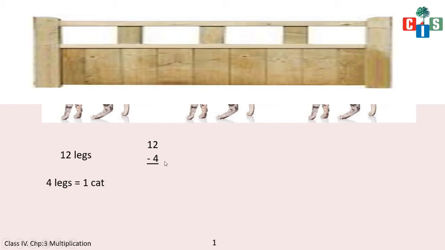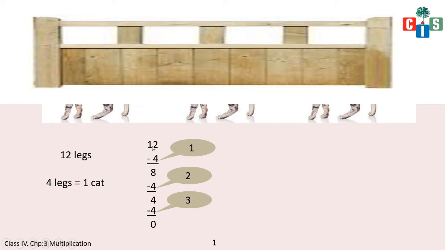So, I will subtract 4. That is 1 cat, and that will give me 8. Now again I will subtract 4, because 4 legs is equal to 1 cat, and I will get 4 remaining, and this is the second cat. Now again I will subtract 4 and I'll get 0 legs. This 4 will represent the third cat's legs. So I can tell that I have 1, 2 and 3 cats with 4 legs each.